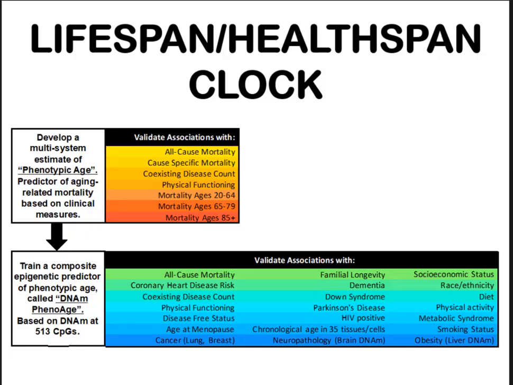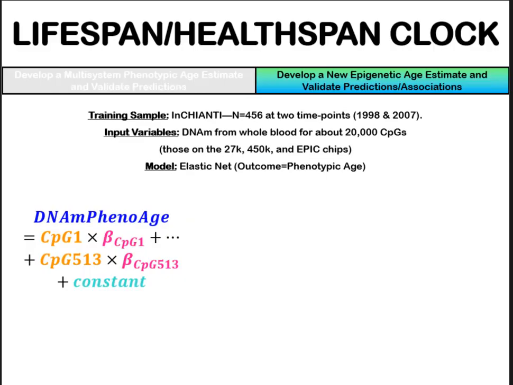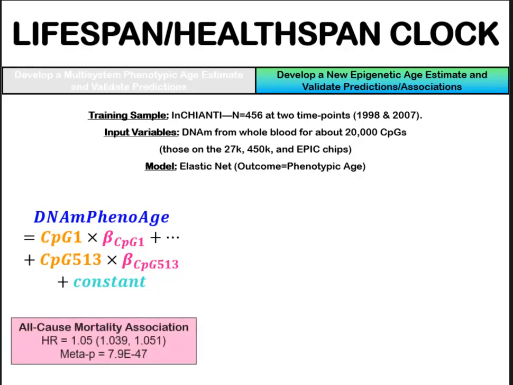But we end up with 513 CpGs in this new clock. For this, we use data from InCHIANTI, an Italian population. We only have 456 individuals. We start with DNA methylation in whole blood, so about 20,000 input variables that we're going to use to predict this phenotypic age measure. We use a model called an elastic net, which again just ends up being a weighted sum of methylation at 513 different CpG sites.